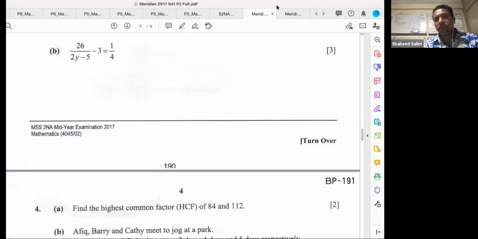If you can master this skill, for Sec 3 and all, it'll be easier for you. Here we go. So first thing, can you see this minus 3? Let us bring it over here. So you get 26.